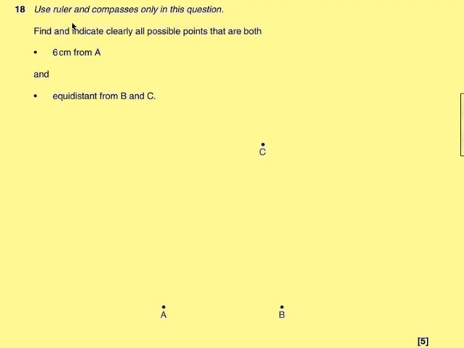Question 18. Use ruler and compasses only in this question. Find and indicate clearly all possible points that are both 6 centimetres from A and equidistant from B and C. So we've got two conditions to meet here.